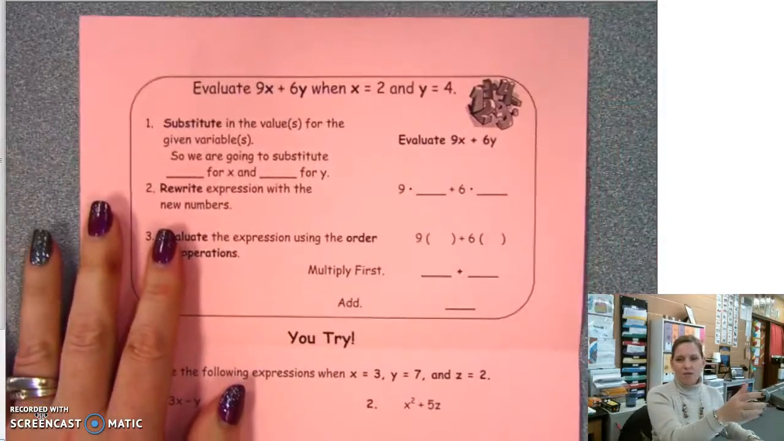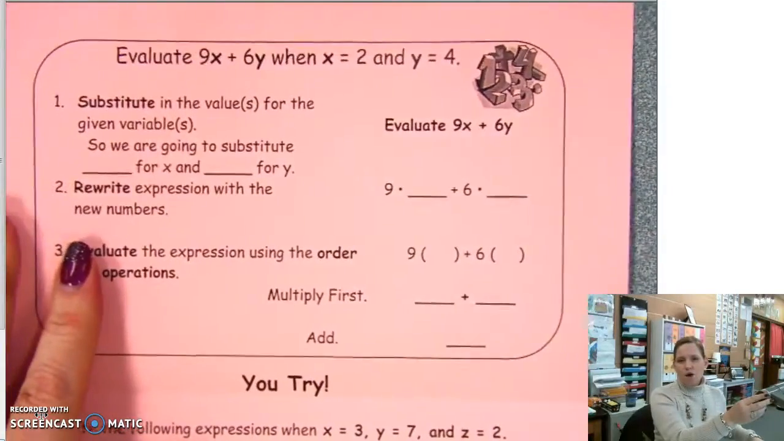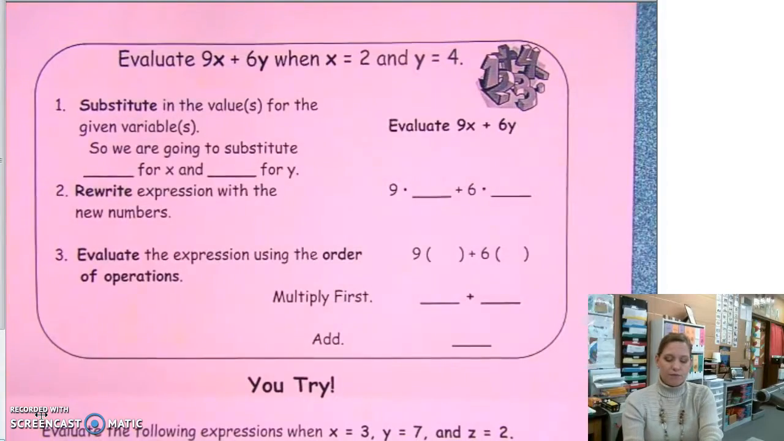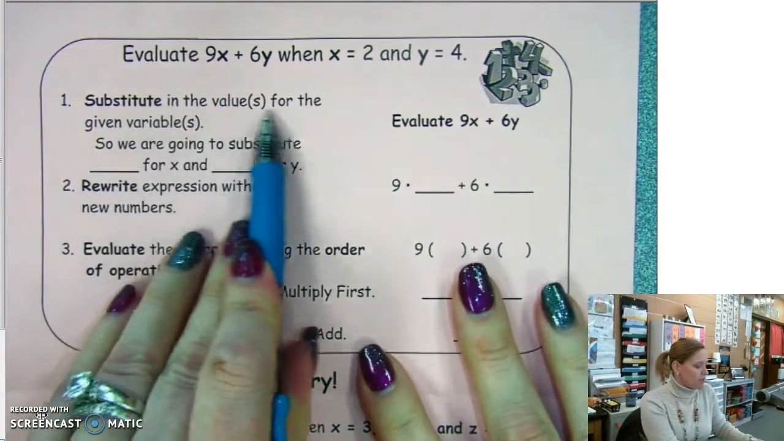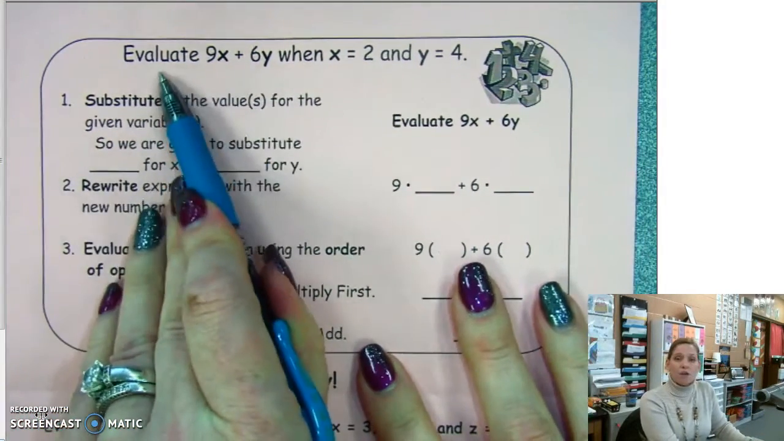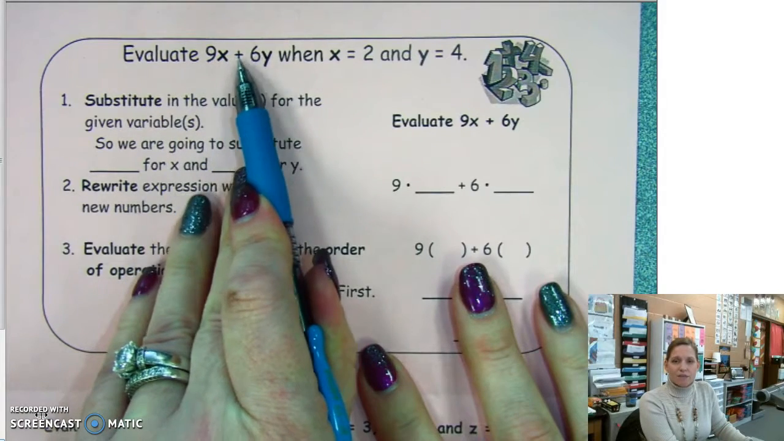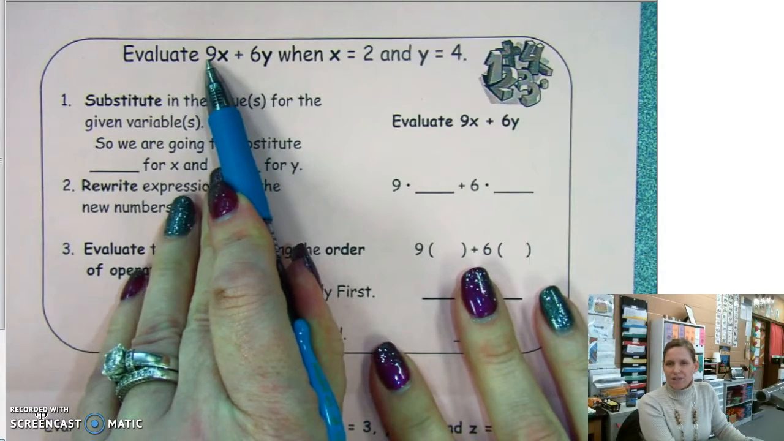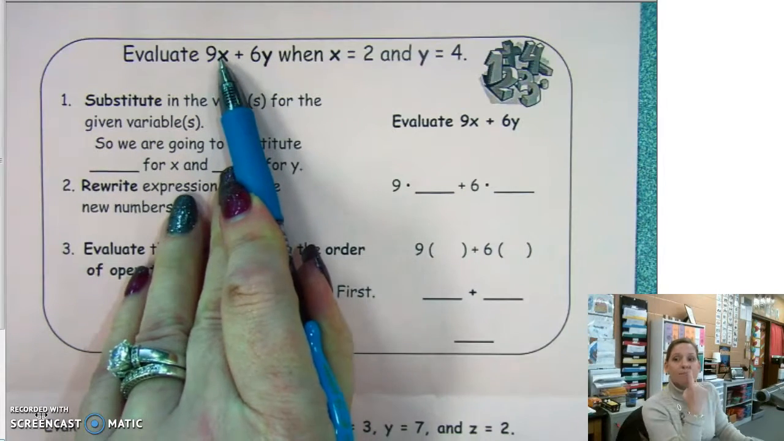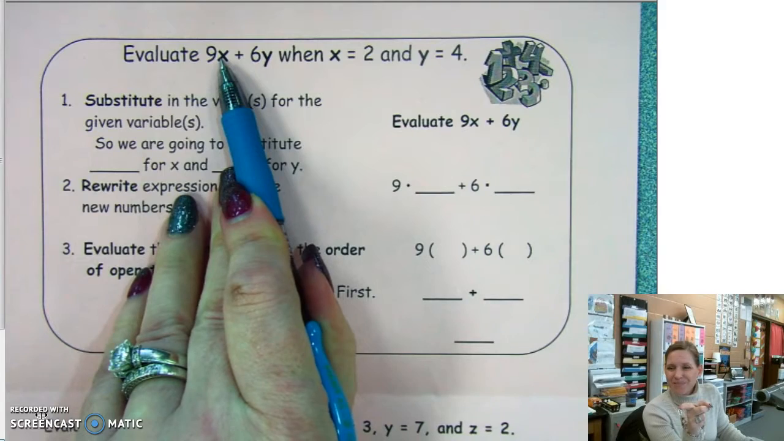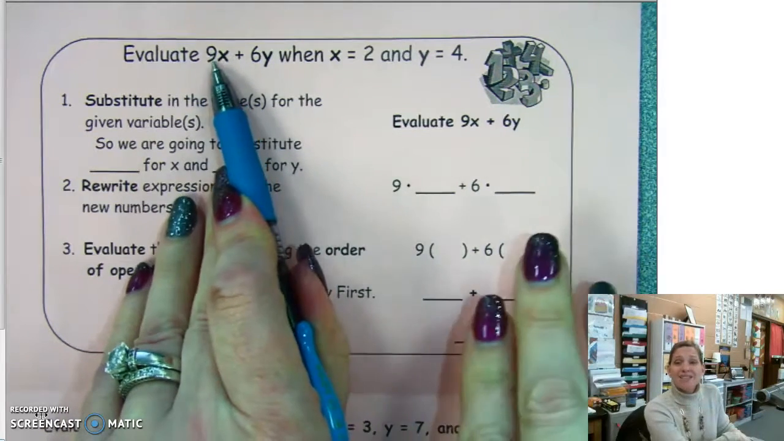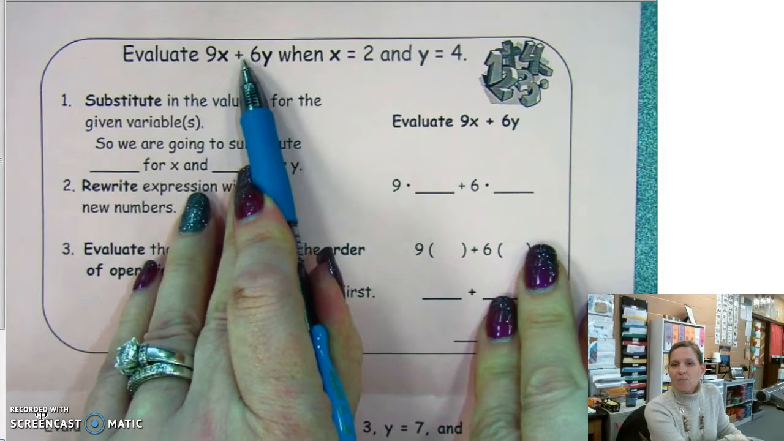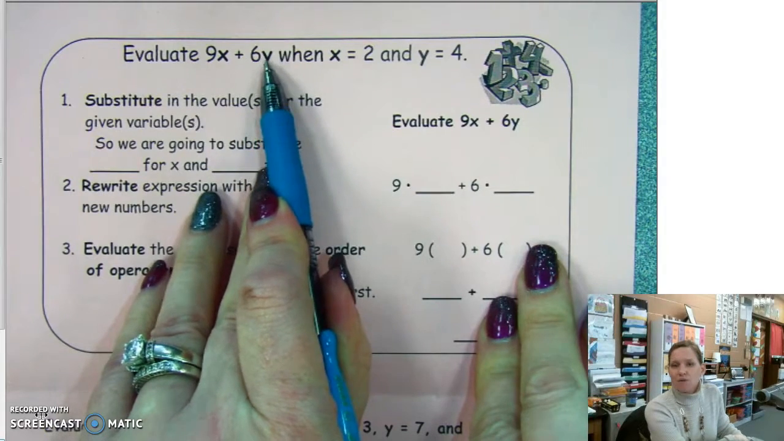So let's evaluate. Here is what we're going to be filling in for our notes. We are going to start off with substituting, replacing. We're going to substitute in the values for the given variables. So we're evaluating 9x plus 6y. I see there's a 9 and an x together. What does that 9 and x mean we're going to be doing? Multiplying, that's right. So it's actually 9 times x plus 6 times y.